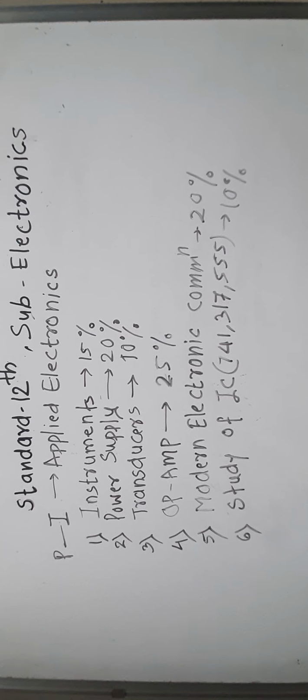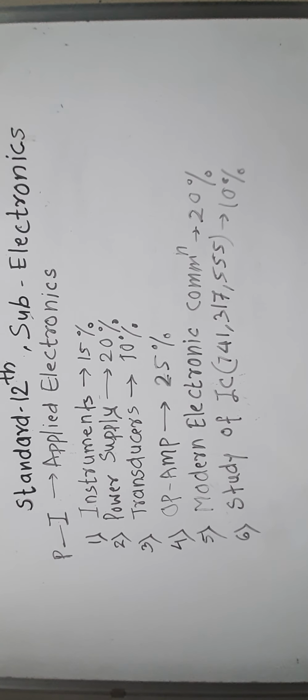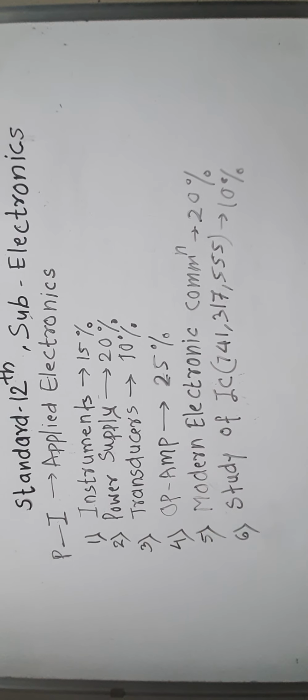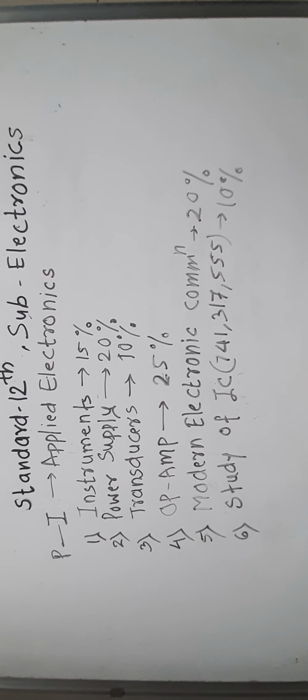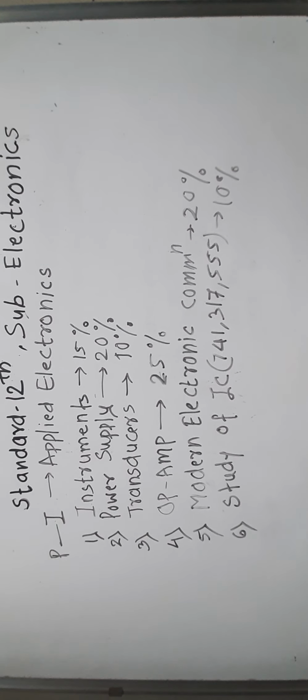See, paper 1 or section 1 is applied electronics. In this part we will see the applications. Applications means what? In 11th standard you studied the types of components. In 12th standard we will see how those components are used in different applications. So let's see the chapters.